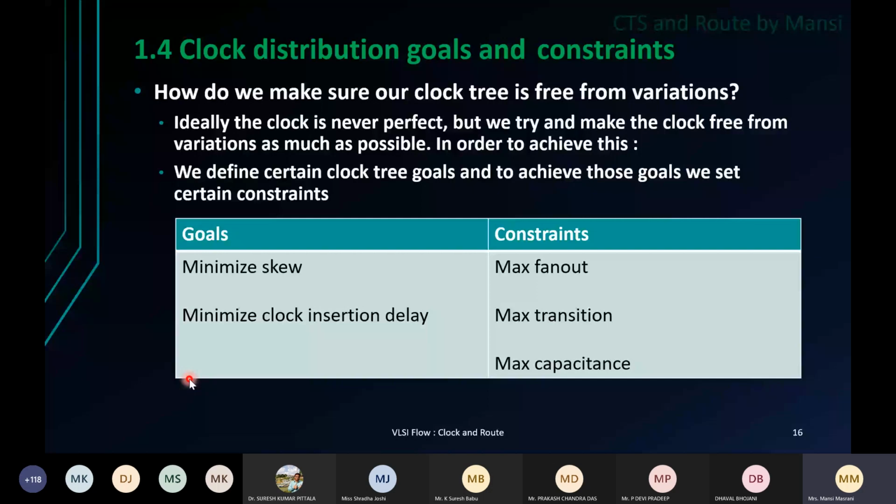Ideally, that is not going to happen, but we try to minimize this variation as much as possible. In order to achieve this, we set some proper goals for clock tree, such as how to minimize skew and how to minimize the clock insertion delay. To achieve those goals, we have to set some constraints, which are max fan out, max transition, and max cap. I think we talked about these 3 points in synthesis, so I'm not going to re-talk about that. Let me know if you have some questions over there.